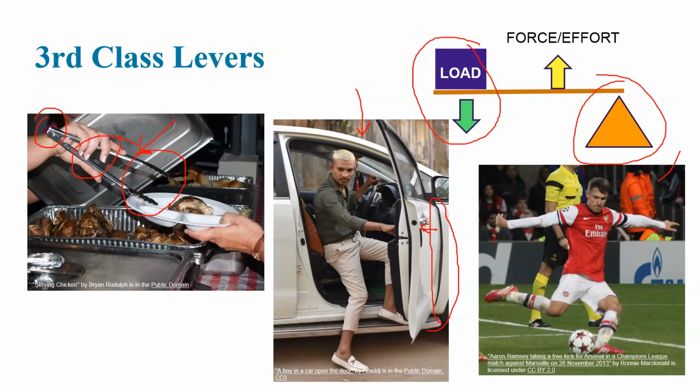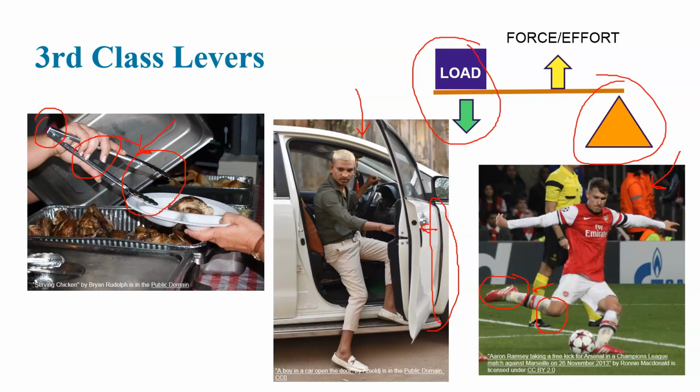And here we have Aaron Ramsey kicking a soccer ball. Can you find the fulcrum in his body? There's actually quite a lot of them, but I'm most interested in this one here at the knee. So this is our fulcrum. Our load is his foot, the weight of his lower leg, and once he kicks the ball, the resistance that comes from the soccer ball. And the force comes from the muscles that help to move his leg.